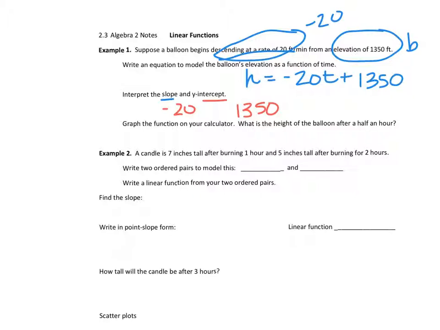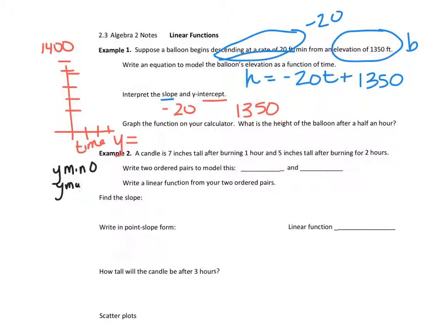Graph the function on your calculator. So in class we're going to talk about how we put this in our y equals, how we probably want to change our scale. We're talking about scale on the x-axis being time in minutes, and then height. So I would have my y scale go up to at least 1350, so maybe 1400. So the y min would be 0, and the y max would be 1400. And the x min, I'd put 0, and the x max maybe will go all the way to, let's see, 200. So that'd be like 200 minutes.